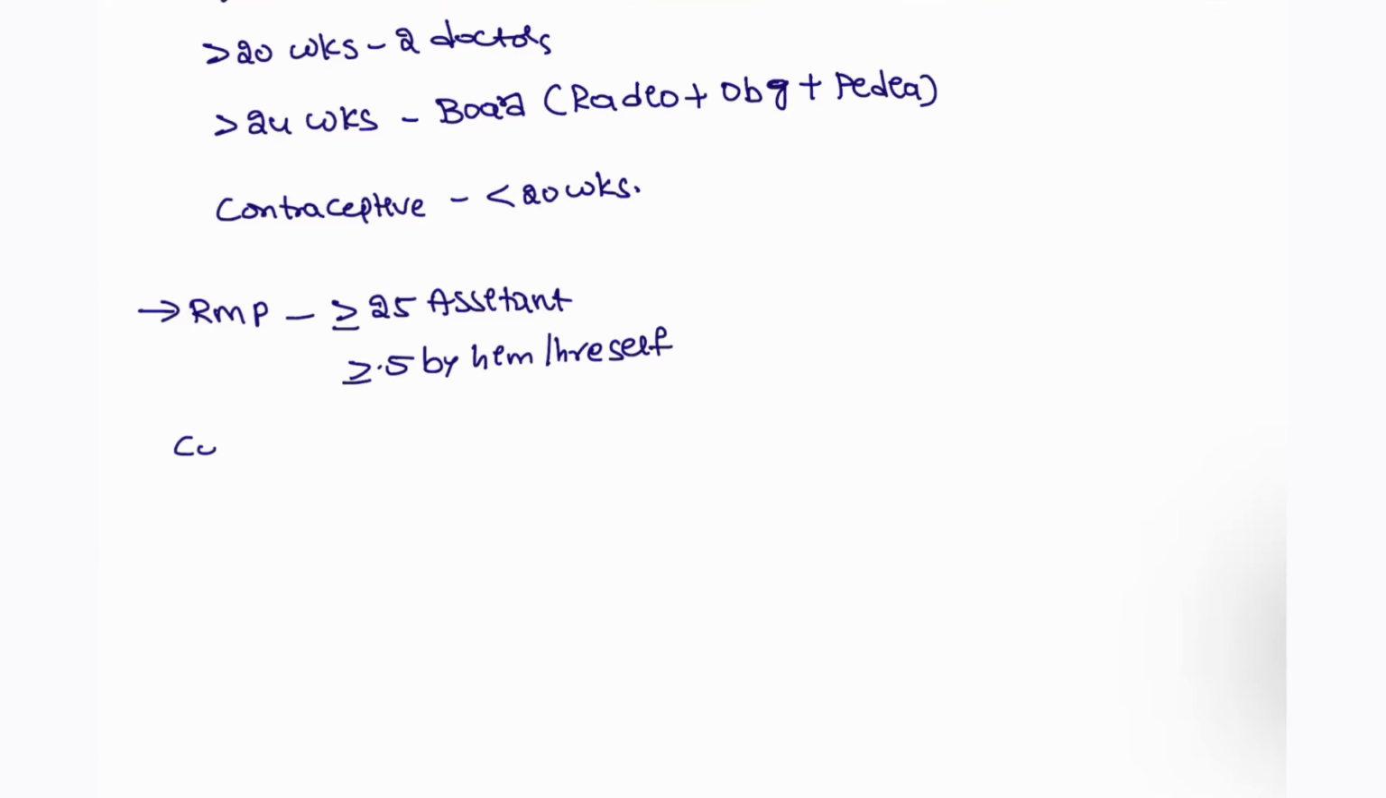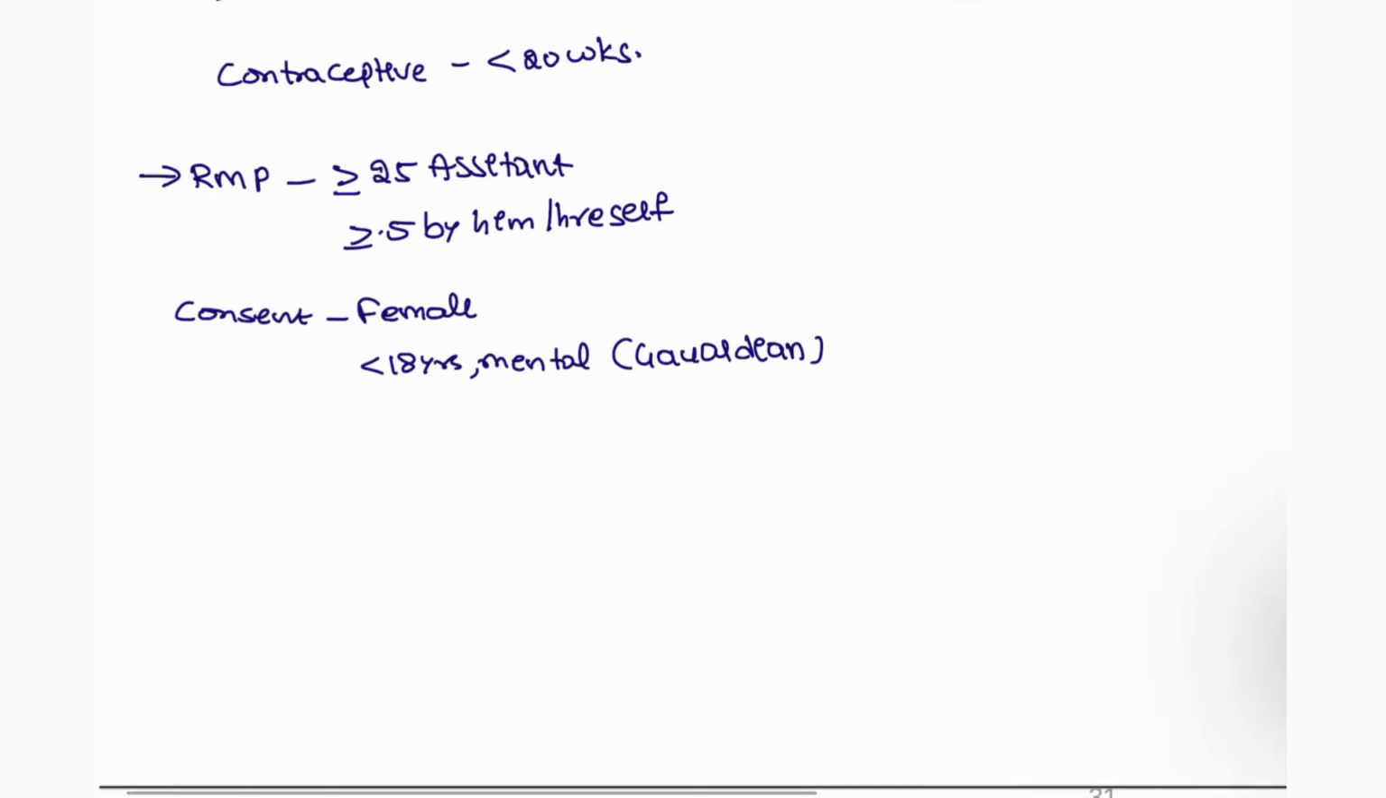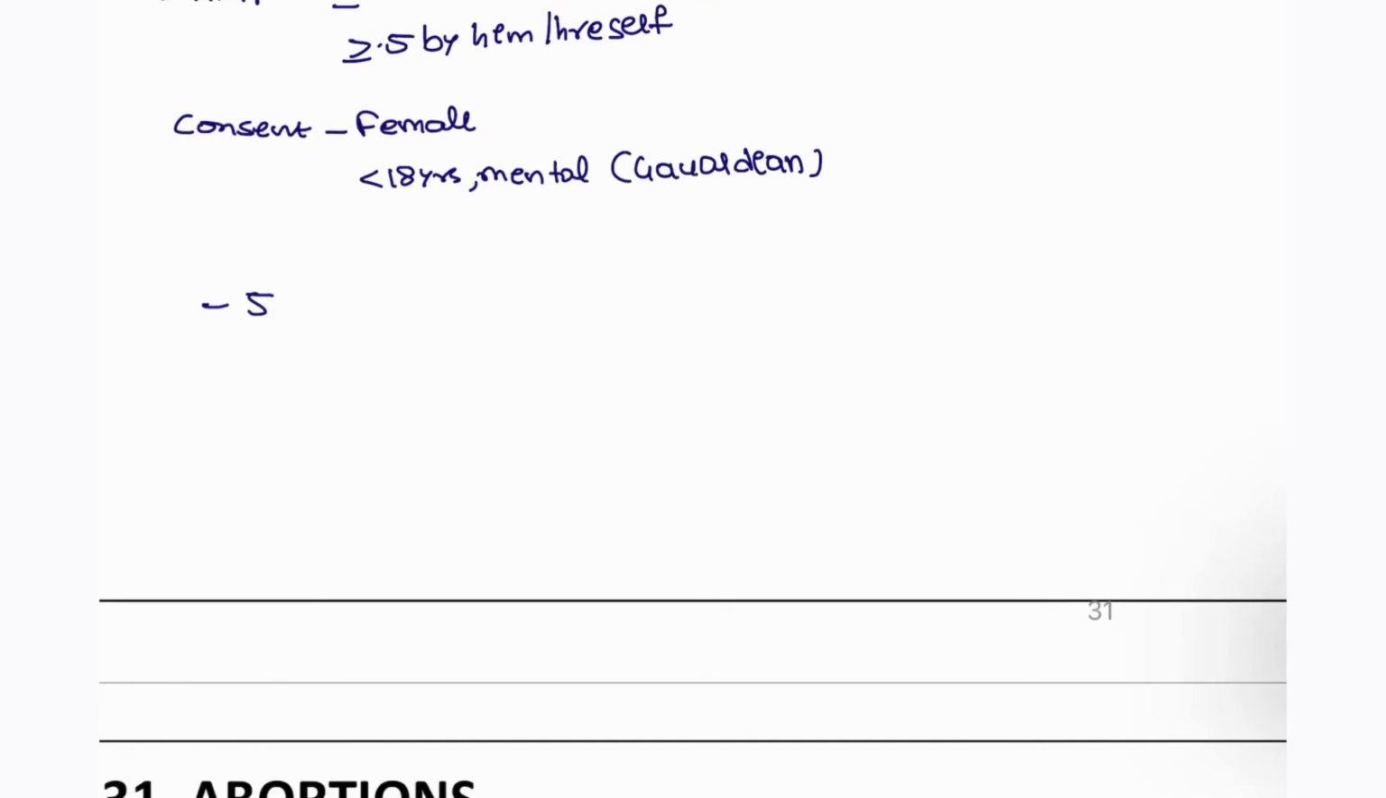Next, consent. Coming to the consent, only the female's consent is enough. If the female is less than 18 years, or if she is mentally retarded, then we proceed with the guardian's consent. But the male's consent is not needed. You have to maintain the records; 5 years of records should be maintained, and within 72 hours you have to produce them if asked. There is no need for information about personal details for this patient.